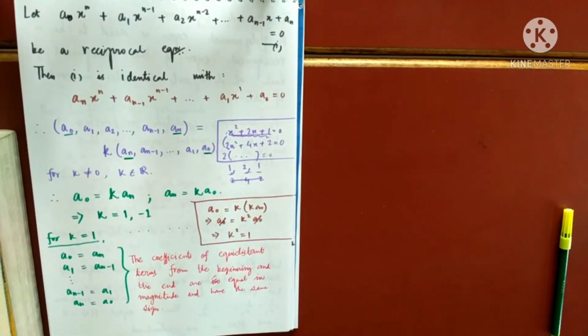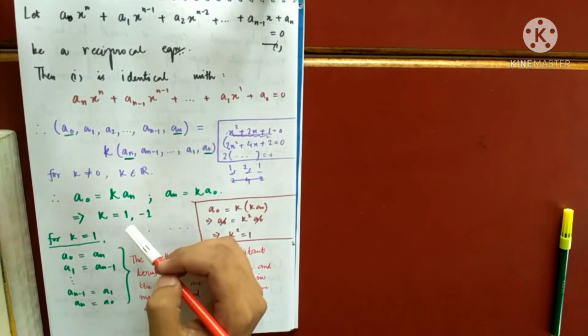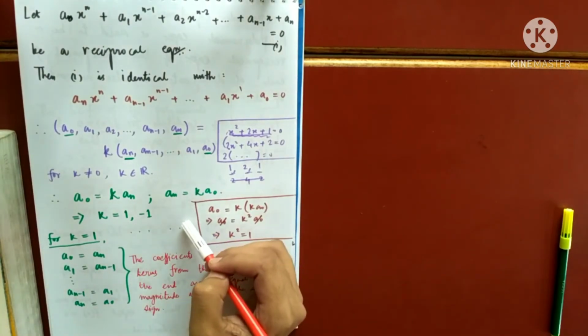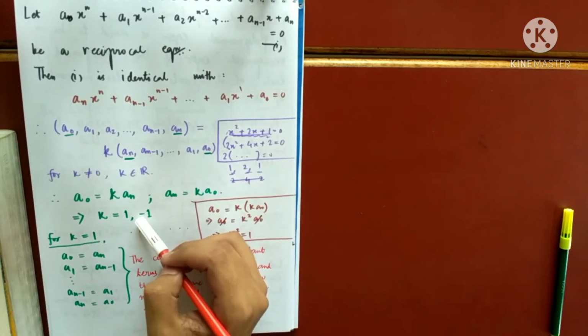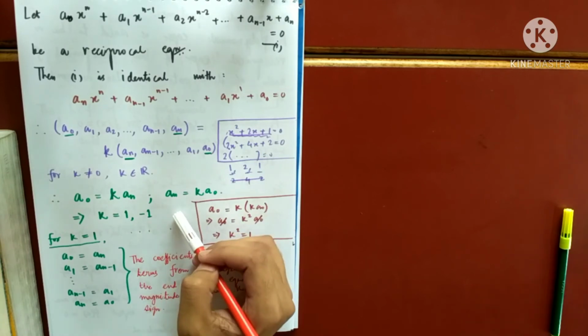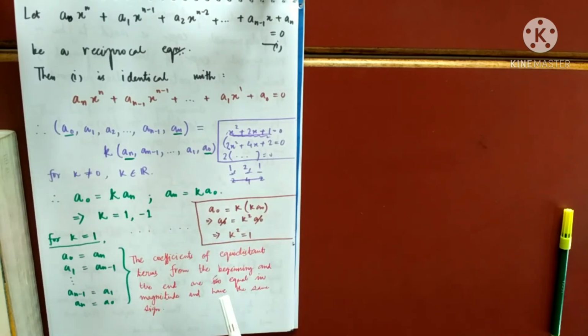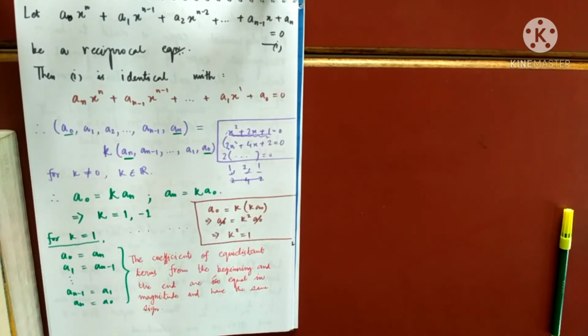So what I have written here is the coefficients of the equidistant terms from the beginning and the end. First term from the beginning, first term from the end, they are the same. Second term from the beginning, second term from the end, they are equal. Third term from the beginning, third term from the end, they are equal. Equal both in magnitude and with the same sign. So for k equals 1, this happens, and this kind of equation is known as a reciprocal equation of first type.